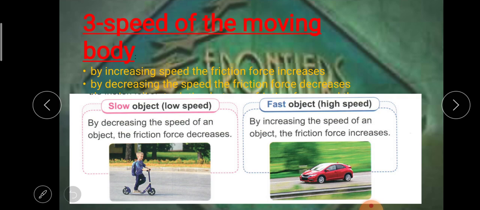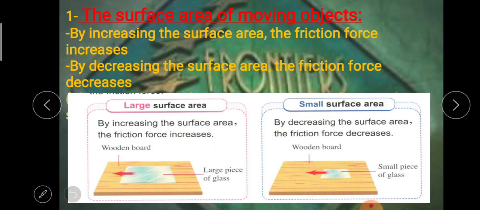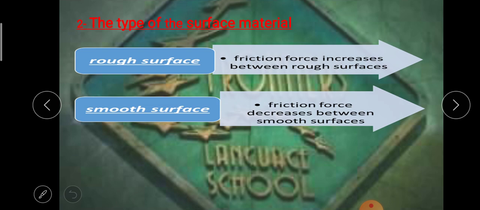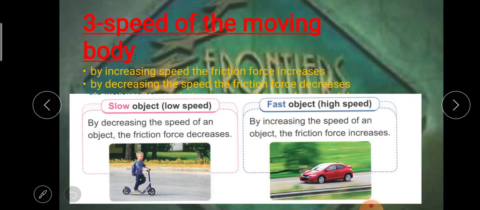So again, I have three factors that affect the friction. First, surface area. We said that by increasing the surface area, the friction force increases, and by decreasing the surface area, the friction force decreases. And then the type of surface material. If it's rough, the friction force increases, and if it's smooth, the friction force decreases. The last thing is the speed of the moving body. If the speed increases, the friction force will increase, and if the speed decreases, the friction force decreases.